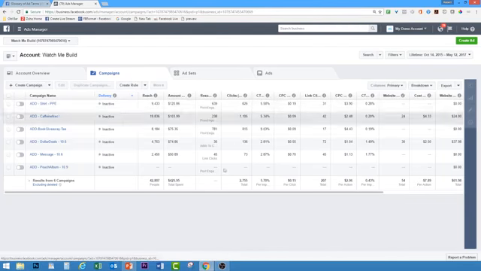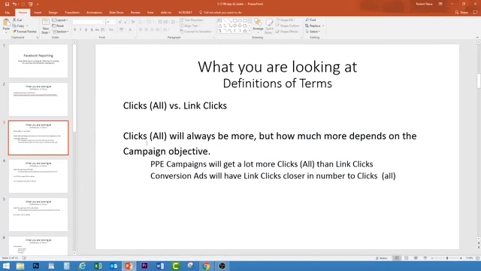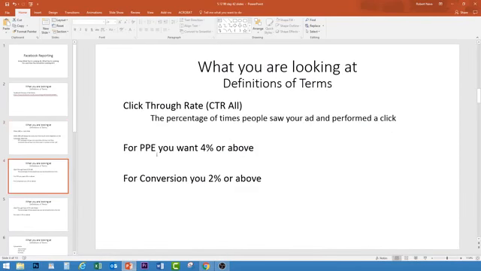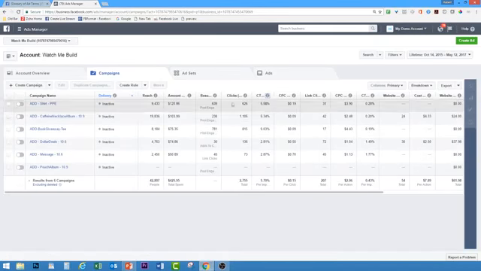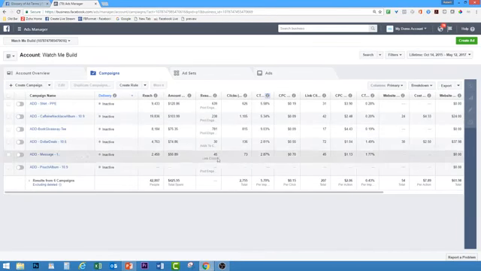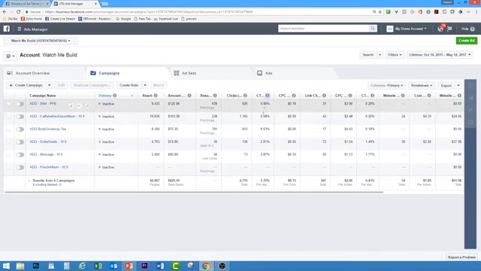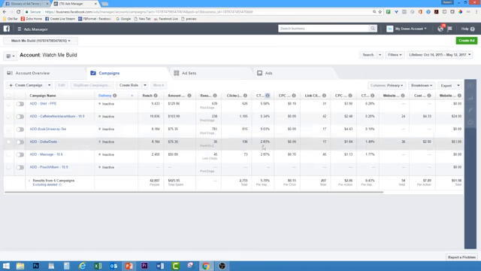Click all, which is exactly what I said over here. Remember, I said back here for a page post engagement, you typically want your click-through rate all above a 4. And that's what we have for our page post engagements, which are these ones right here, and then this bottom one. We have a 5, a 9, and nothing. This one must not have run. But they were all above a 4.